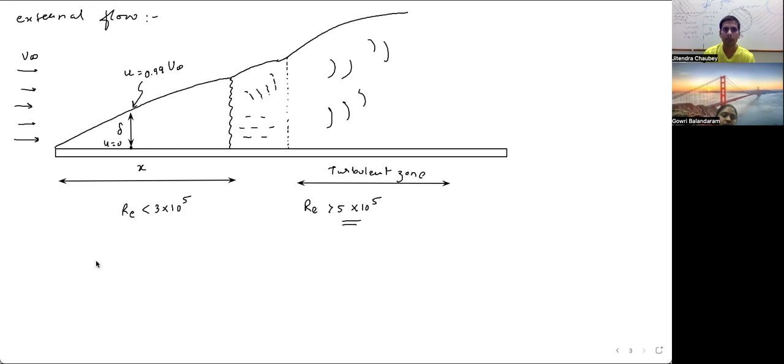Can I just ask something? So this is for external flow, right? Does this also apply to the internal flow? Yes, it is applied. This is about external flow, and similarly in pipes.